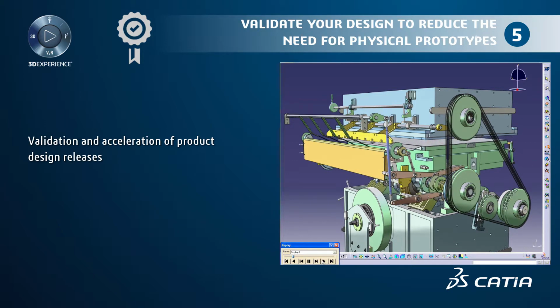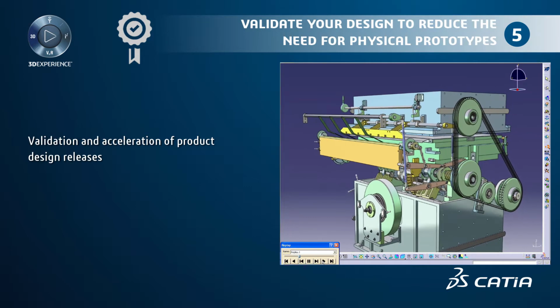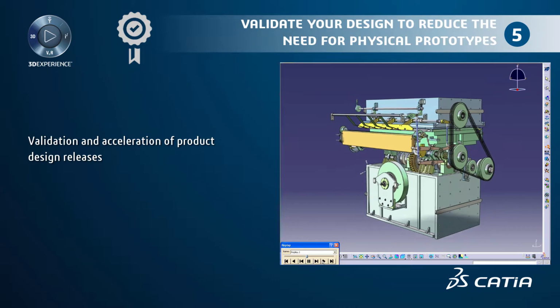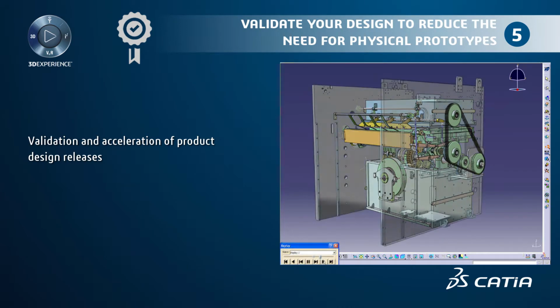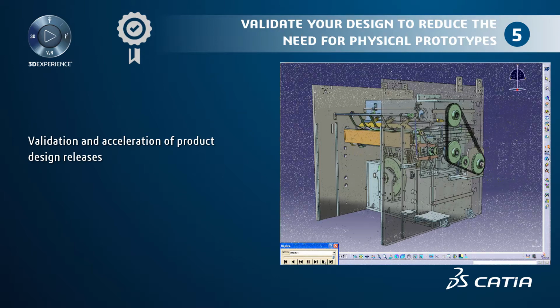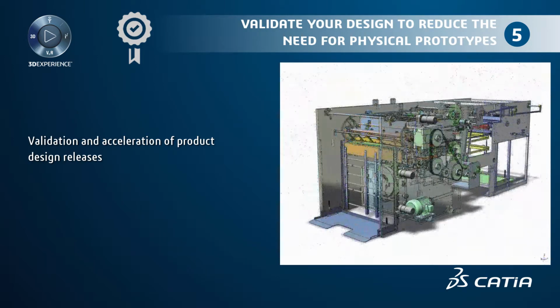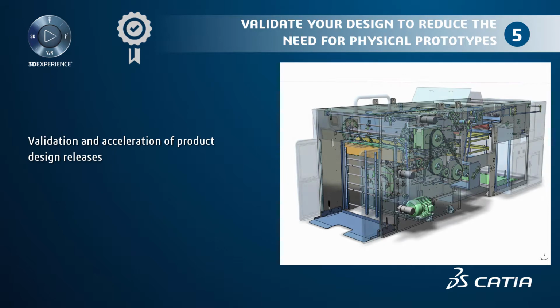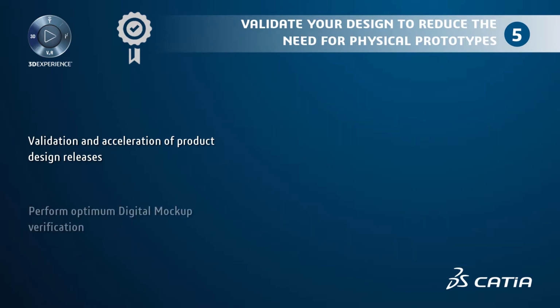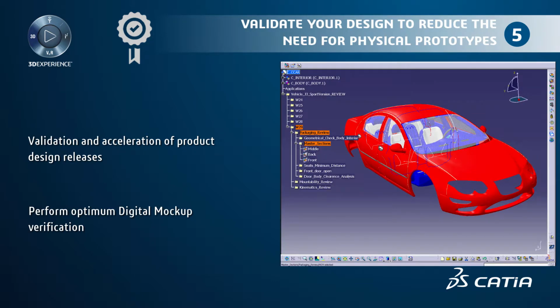It includes motion simulations by checking interferences and computing minimal distances. This enables more decisions at the virtual stage of development before investing in expensive prototypes, production resources, and product launch activities. Now, how do you perform optimum digital mockup verifications?